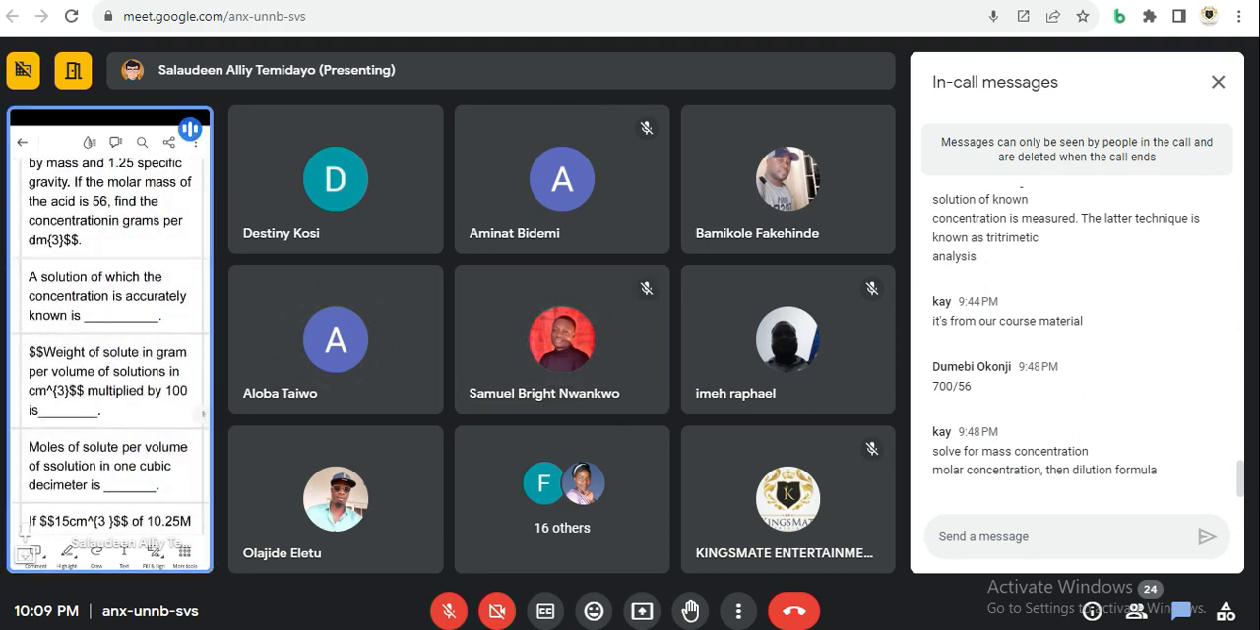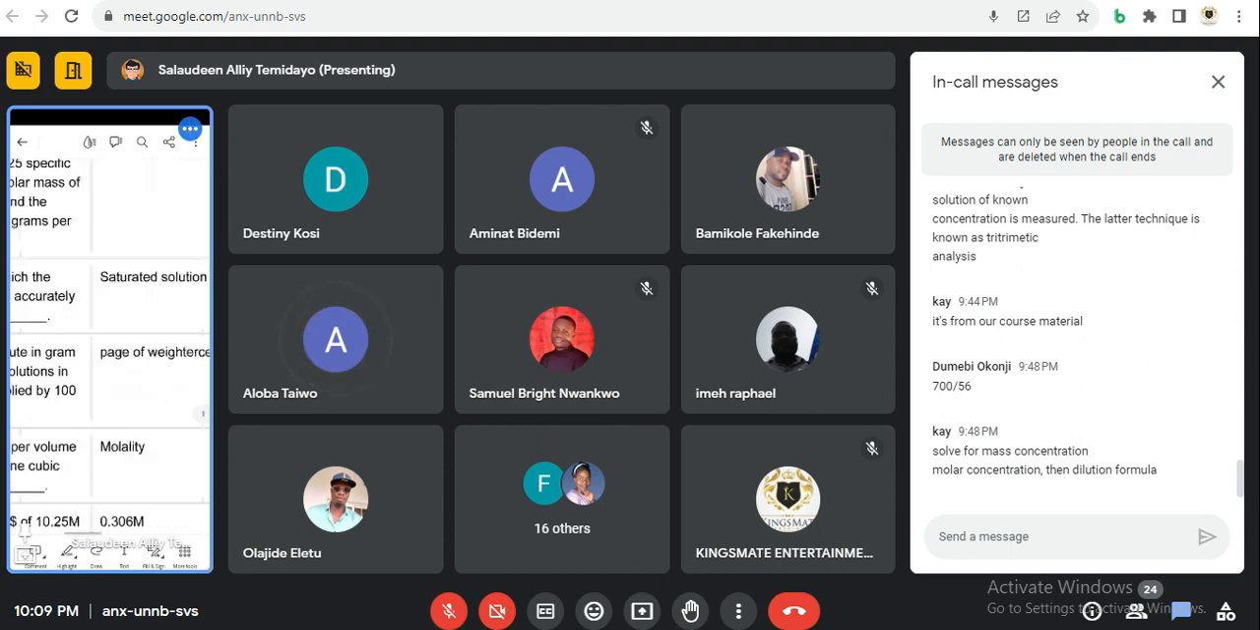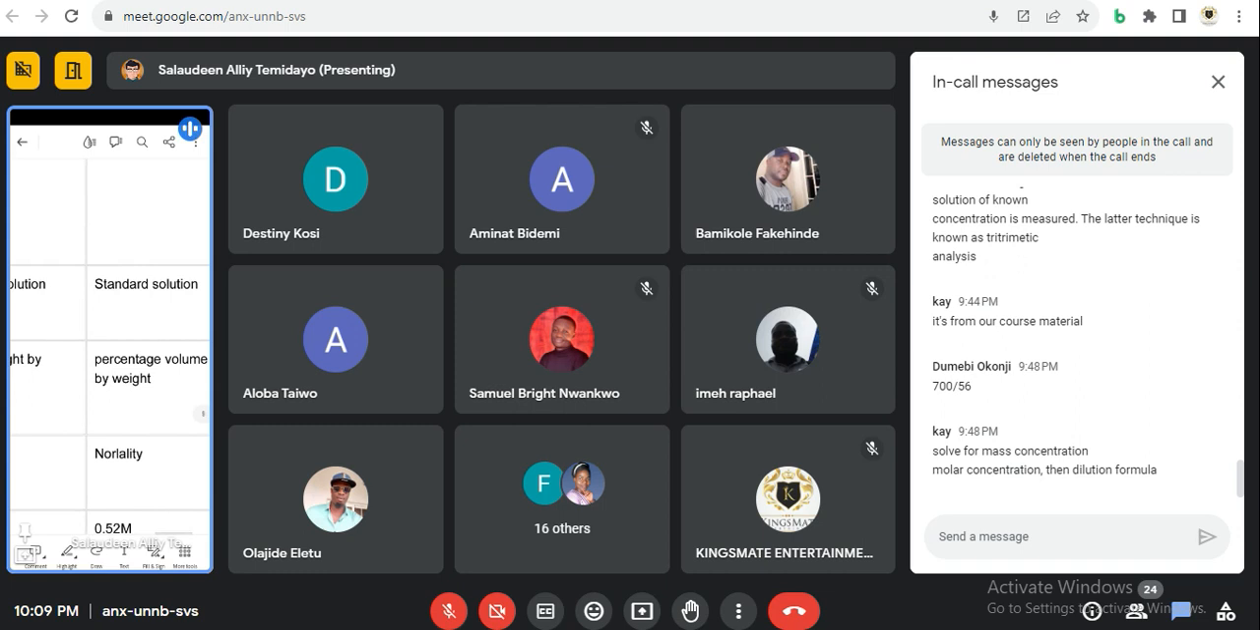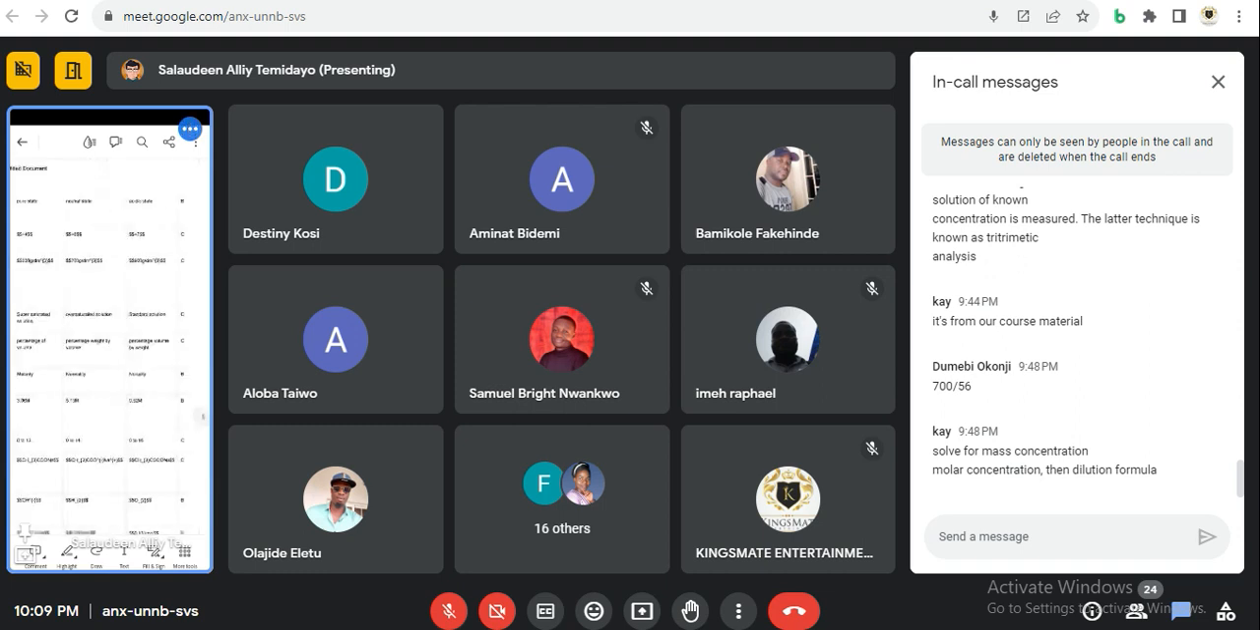A solution of which the concentration is accurately known is a standard solution. You see that it's not standard solution they will choose, they will choose titrant. They wrote standard solution here, so it is D.